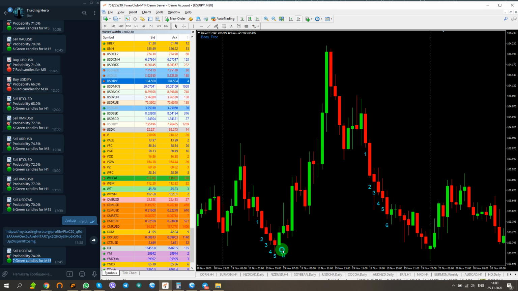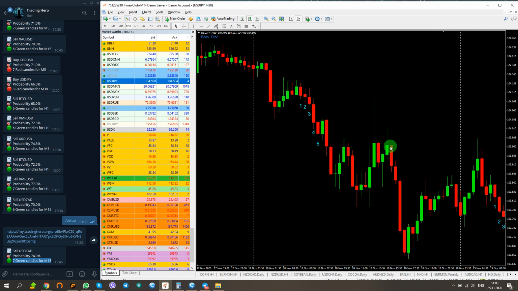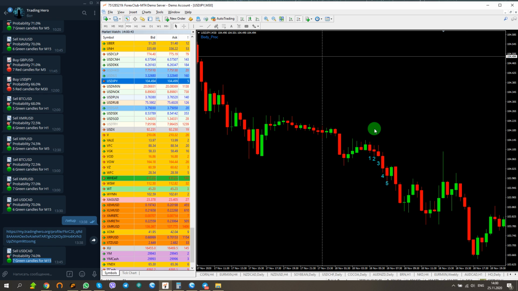Here we also have a good entry point. Here we have the entry point after 5 candles, then 6 candles. So I think you can see now and understand how it works.